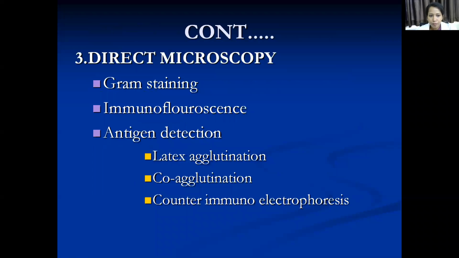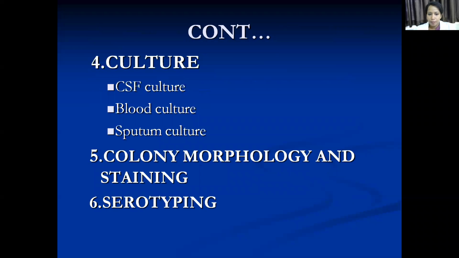First we go for direct microscopy, gram staining, immunofluorescence, then antigen detection by latex agglutination, co-agglutination, counter immunoelectrophoresis. You can also go for culture: CSF culture, blood culture, sputum culture, and we can see the colony morphology and staining.